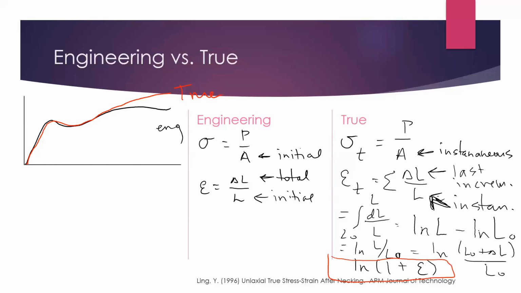So we can go back and forth between the true and the engineering. If we need the true value, we can calculate the engineering value easily from the information we record in the lab, and then we can calculate the true value of strain from that engineering value.